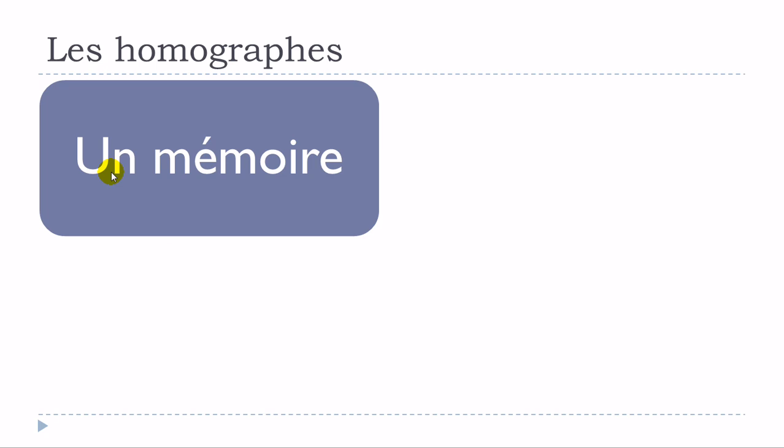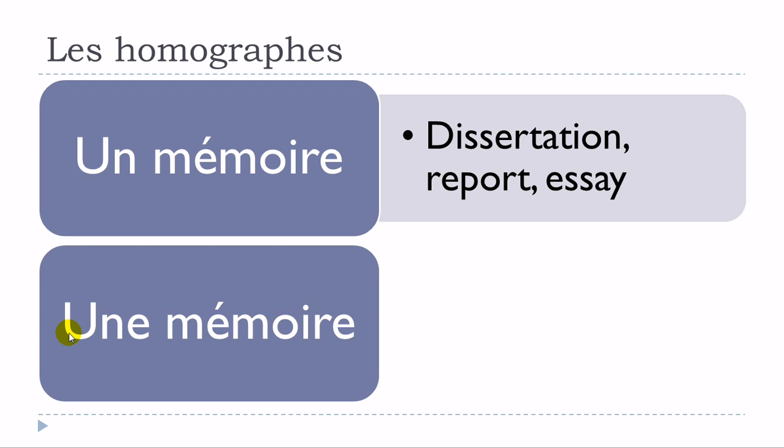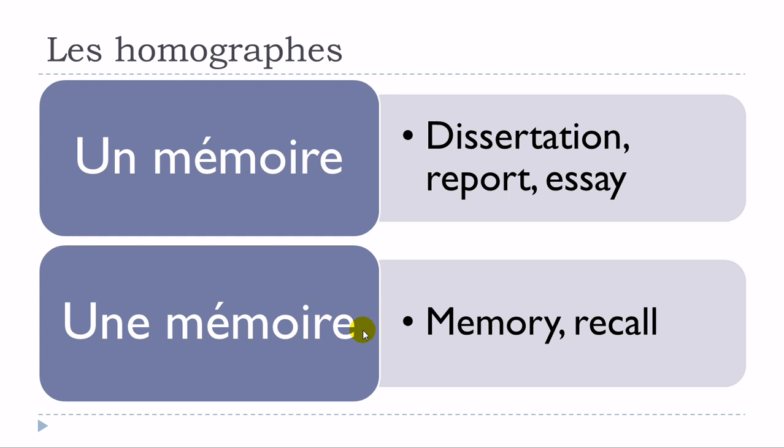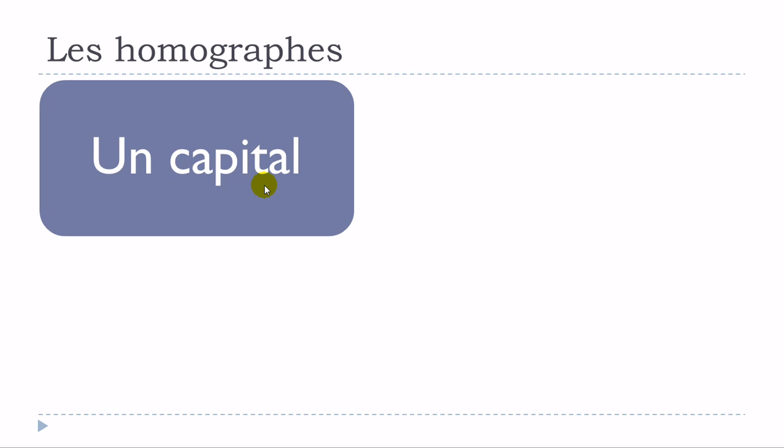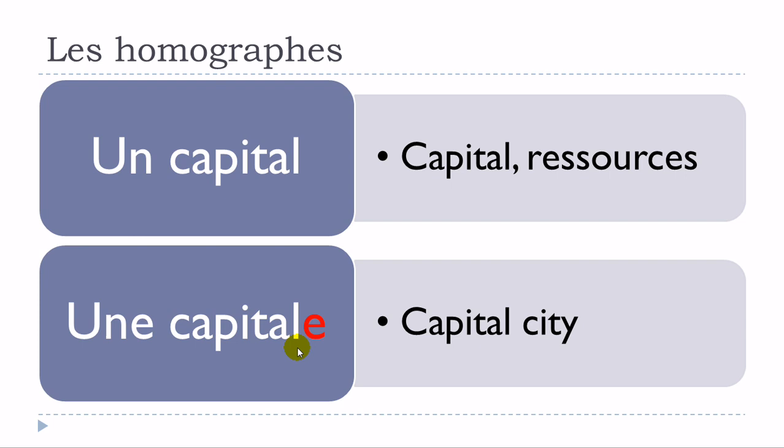Un mémoire, and then une mémoire. Un capital. So here we're talking about money. Une capitale. So you can see that we pronounce it the same way, but as we had previously, you've got to put this at the end. Okay.